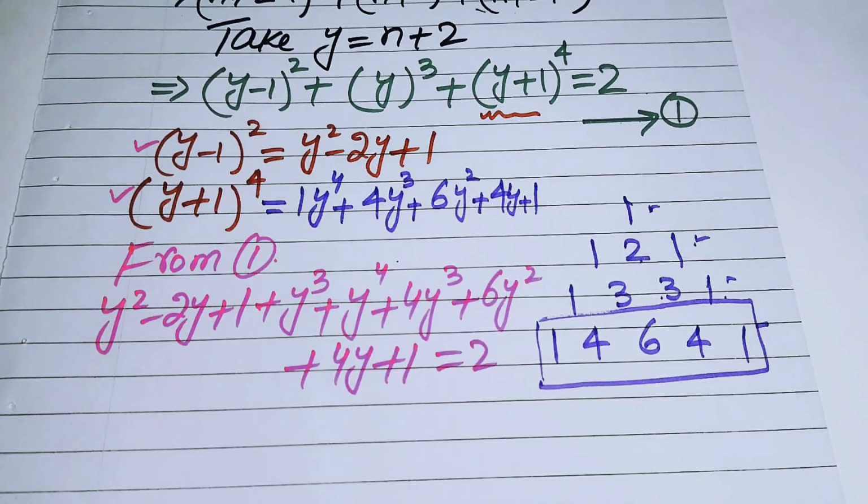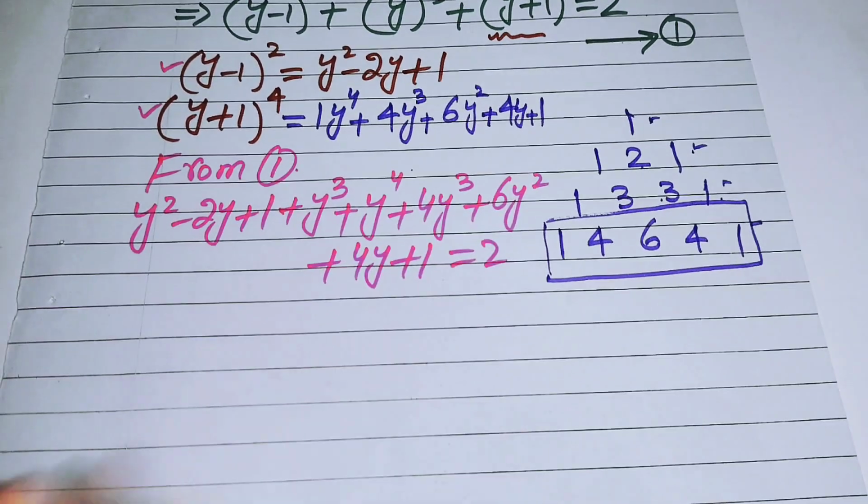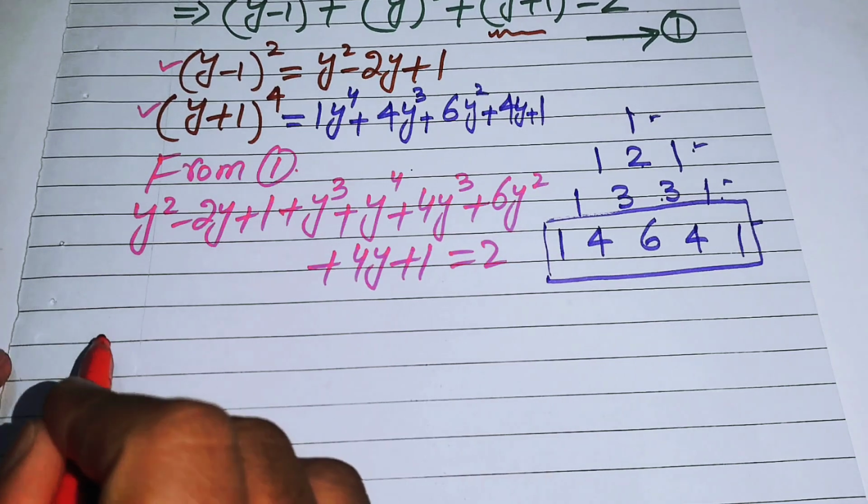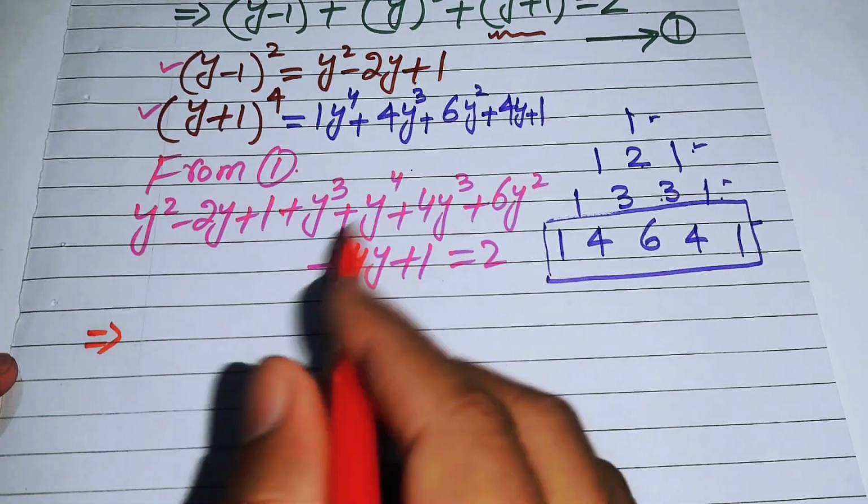And in the next step, we will add or subtract the like terms. And now first I can write the highest power, which is 4.